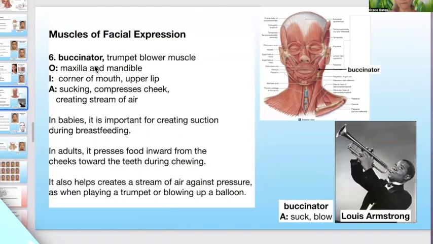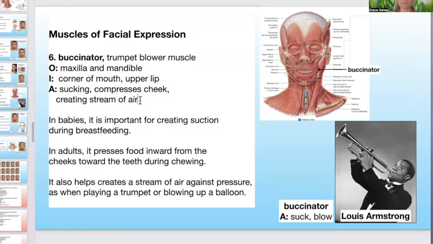Still, the risorius is described as making a sort of smile, but maybe not such a happy smile as the zygomatic major. The buccinator is the trumpet blower muscle. The origin is the maxilla and the mandible, and the insertion is the corner of the mouth and upper lip. The action is sucking, compressing the cheeks, and creating a stream of air against pressure.